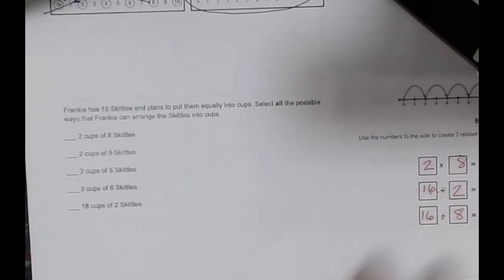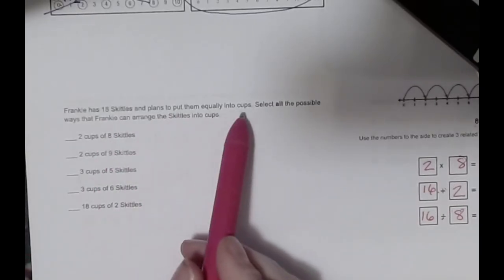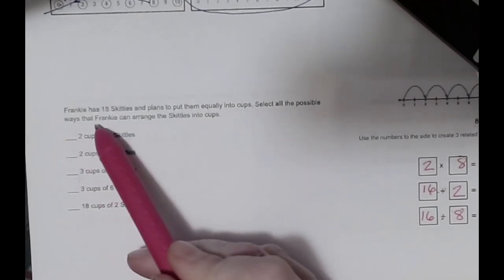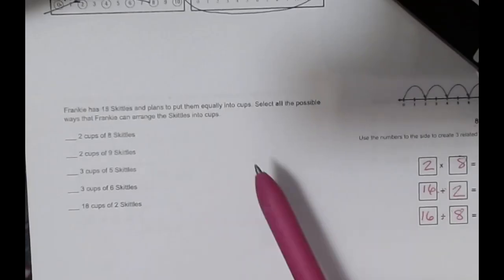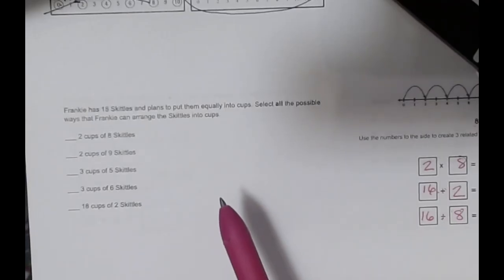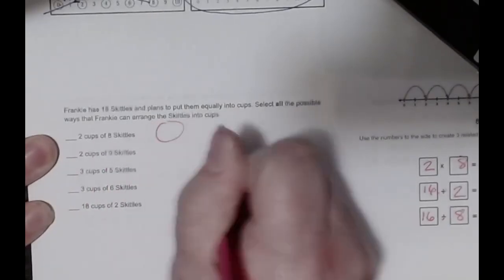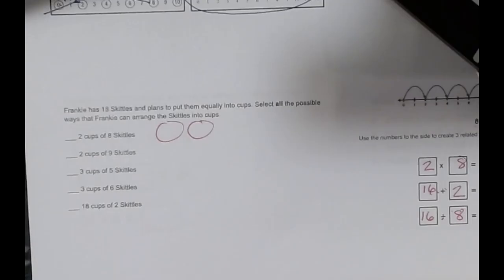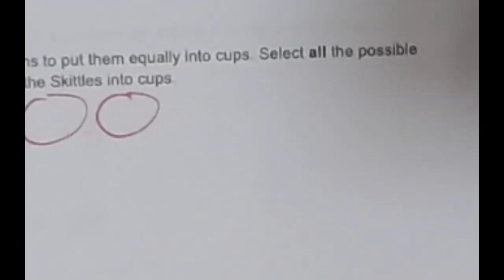All right, over here. Frankie has 18 Skittles and plans to put them equally into cups. Select all the possible ways that Frankie can arrange the Skittles into cups. For this one, I just tell students to go through each one and show work for every single one. So this top one says 2 cups of 8 Skittles. So if I had 2 cups, and if I put 8 in each, I'm going to zoom in real quick.